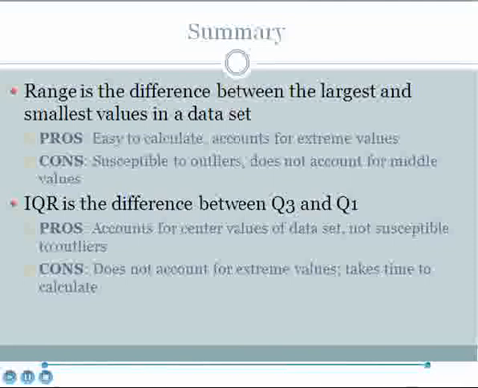Notice how complementary the pros and cons of the range and the IQR are. They fill in gaps for each other. It's best when trying to analyze the variability of a data set to calculate both the range and the IQR. This will give you a sense of both the middle and the extreme values of a data set. This concludes our range and IQR module of elementary statistics.